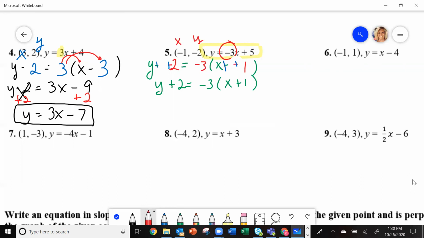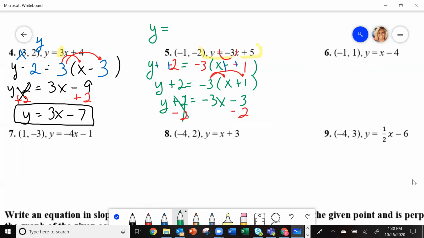You have to do the distributive property here. So I get y plus 2 equals -3x minus 3. Subtract 2 from each side. Let's see, I'm going to go up to the top to write my answer. So I'm going to have y equals, because these 2's cancel out, -3x minus 5.